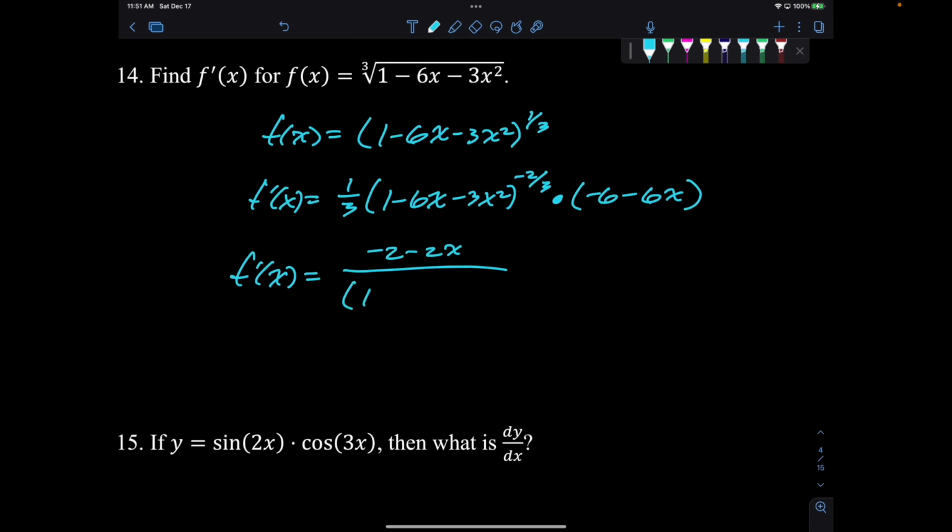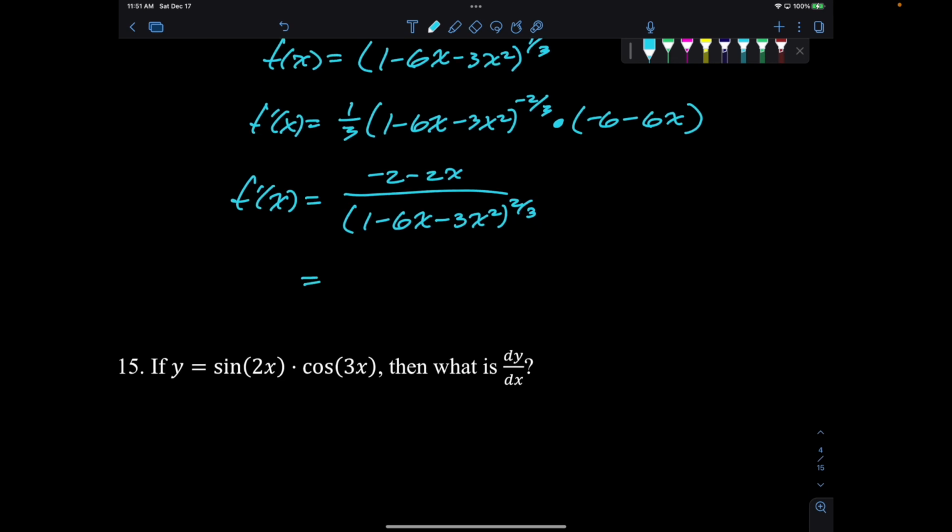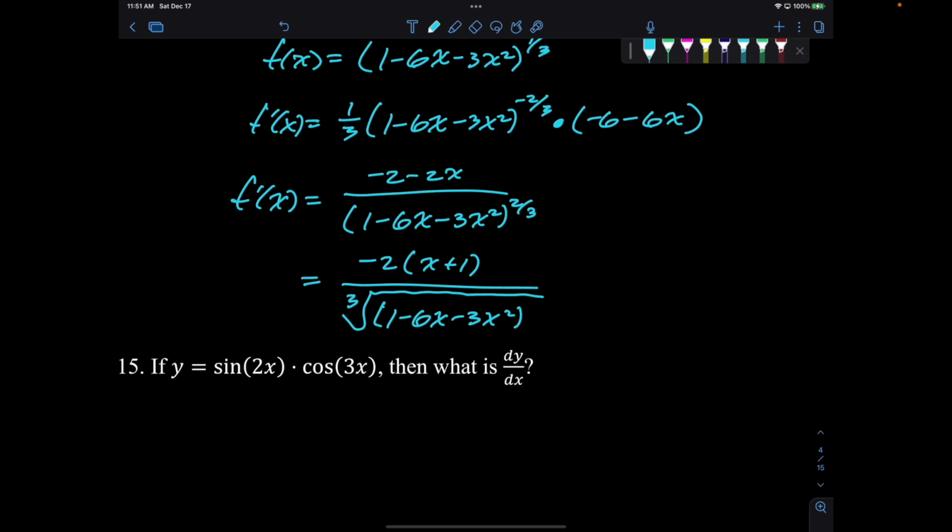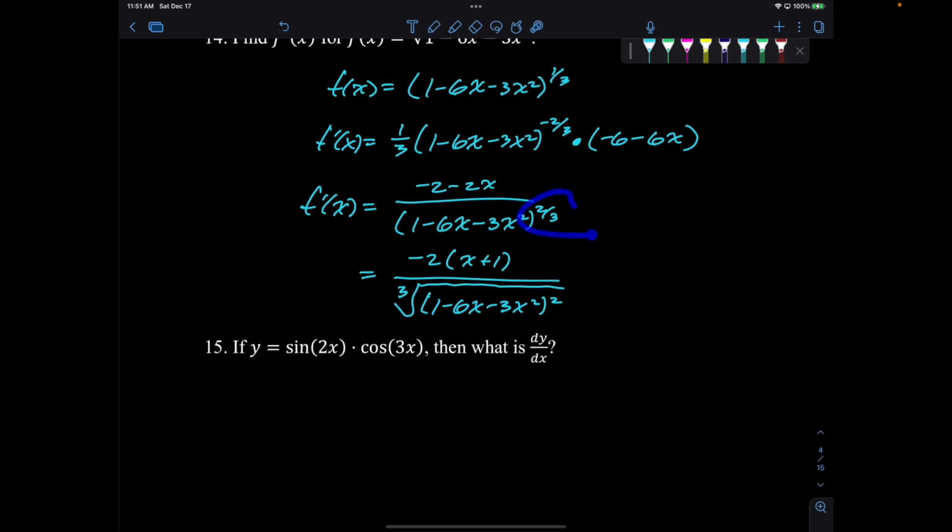I'm not going to go back to radicals. If it's multiple choice, you have to go back to radicals, but if not, I don't think it's super useful. If we did need to go back to radicals, on multiple choice this might look like negative 2 times x plus 1 over the cube root of 1 minus 6x minus 3x squared, squared. I think it would look like that on multiple choice. If I wrote the multiple choice, I would leave it like this, because I don't like radicals. I also don't like typing radicals.